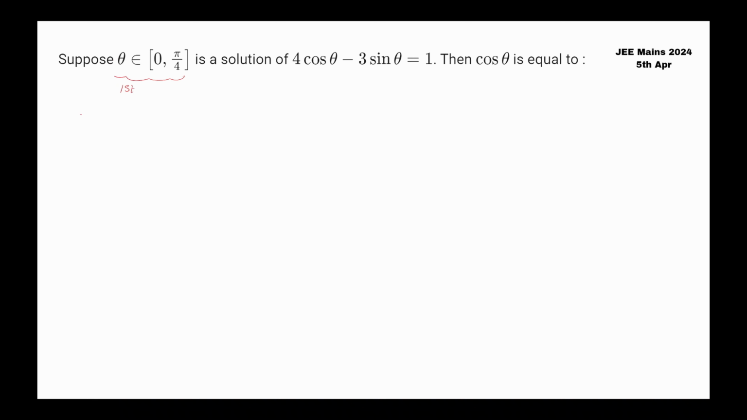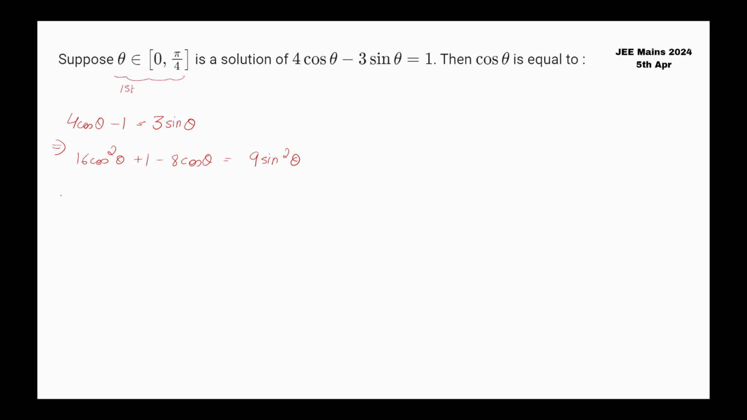So what we'll do is, first we'll try to convert this equation into a single trigonometric function equation. So what we can do is, we can write 4 cos theta minus 1 is equal to 3 sin theta. I'll put it in this way. And now I'll square both these sides. Since I need to find out the value of cos theta, I'll try to convert my sine into cos as well. So we will have 16 cos square theta plus 1 minus 8 cos theta, and this would be equal to 9 times sine square theta.